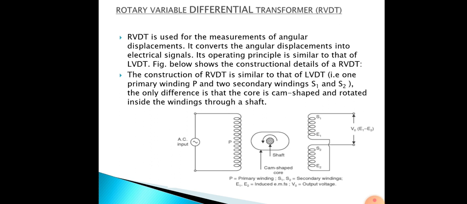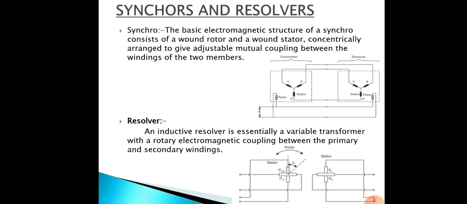When the core is at null position, the voltage will be 0. When we rotate either clockwise or anti-clockwise, accordingly, when the angular displacement to be measured is applied to the shaft, a differential voltage gets developed across the secondary windings.